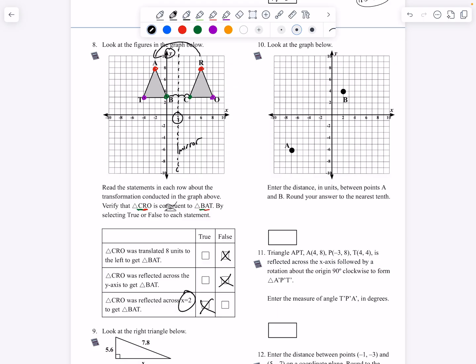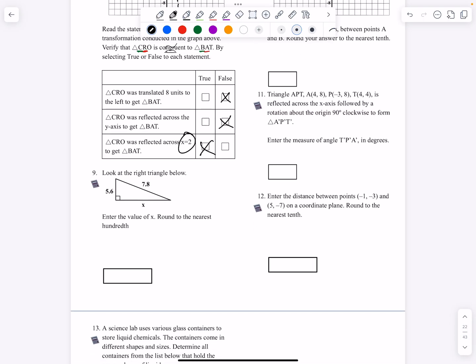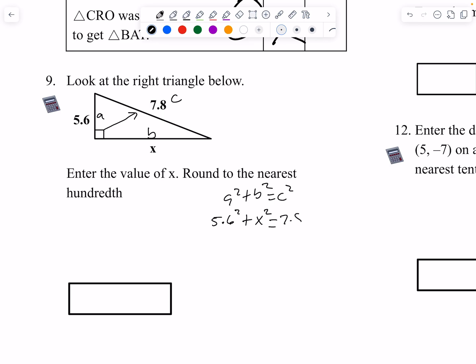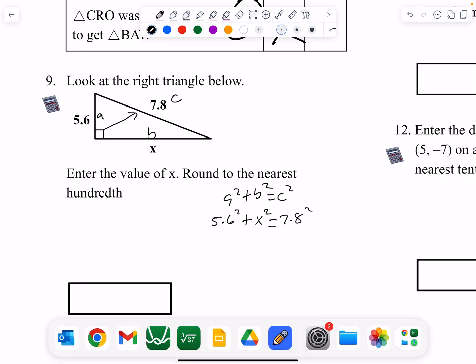All right. 9, another a squared plus b squared equals c squared. But these guys made it a little different because that's my a, that's my b, and c is always across from the 90 degrees, aka the hypotenuse. So let's see, 5.6 squared plus x squared equals 7.8 squared. So calculator time.